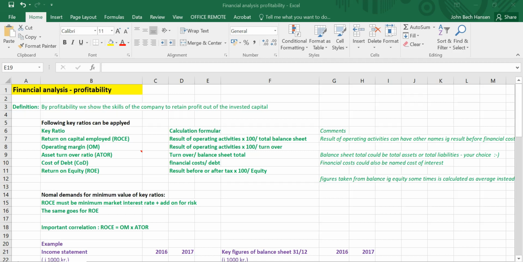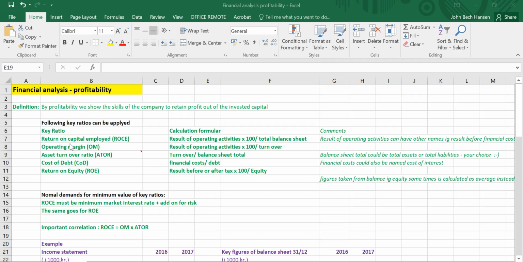But we would also like to analyze it in comparison to the size of the company, the size of the company's activities, and the size of the invested capital. So this is the normal way we measure how good they are at making profit. And we have some key ratios telling us how good they are.